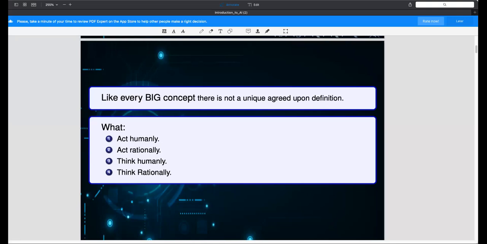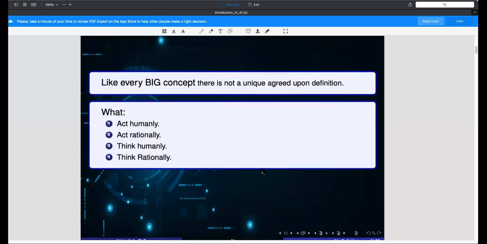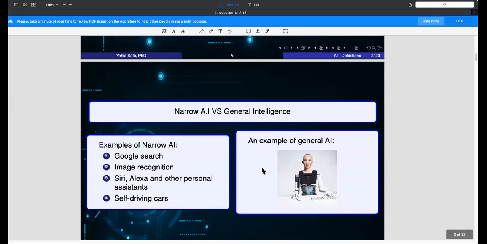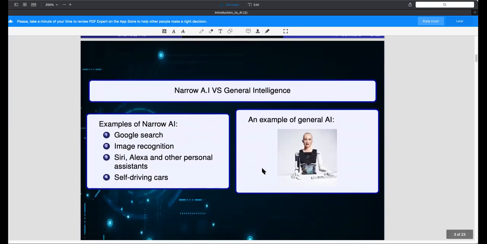As I mentioned, those are the four commonly agreed upon: to act humanely, to act rationally, to think humanely and to think rationally. And of course, thinking humanely doesn't really have to be thinking in a rational way, as we all know. So this is the objective of having artificial intelligence in general.